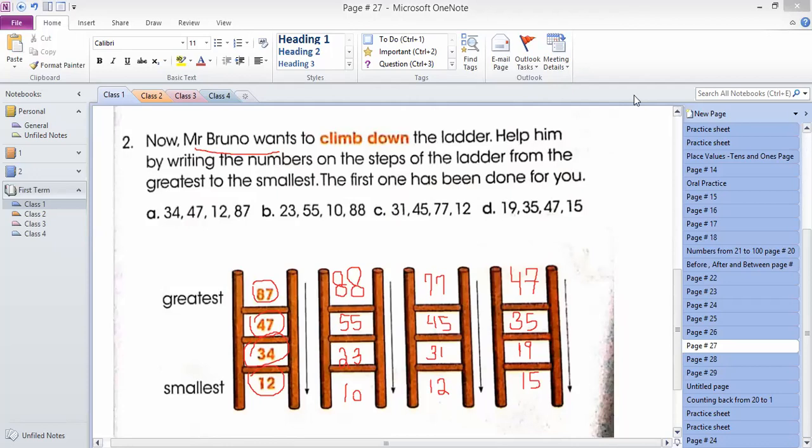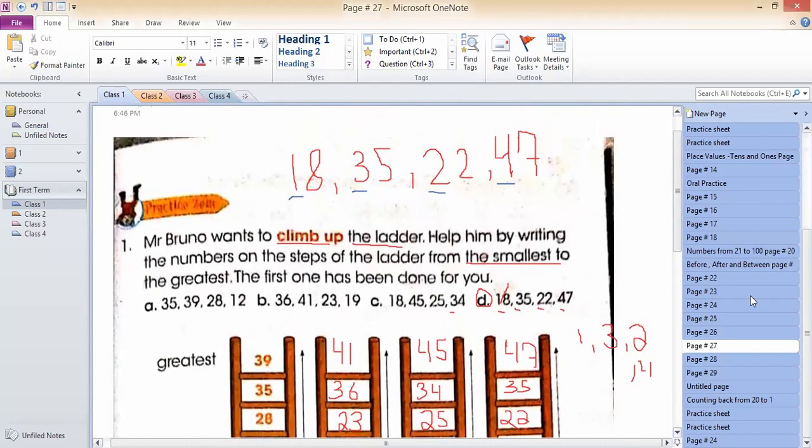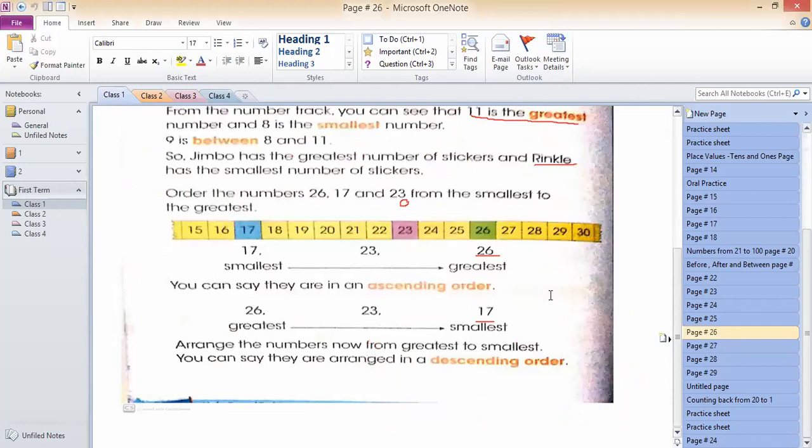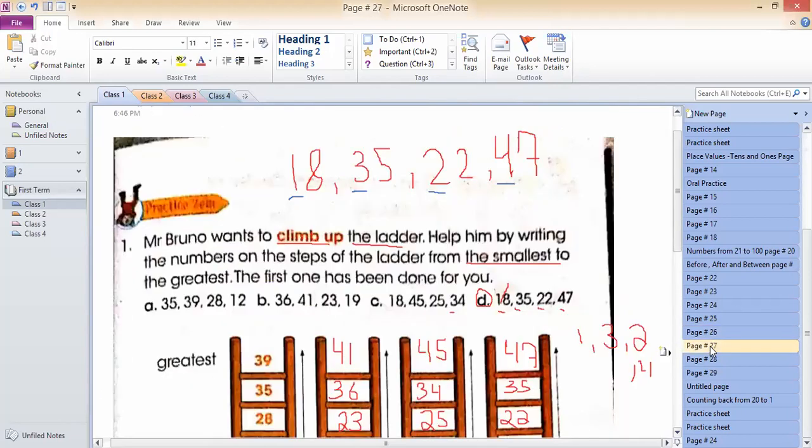24 for grade 1 mathematics. In the last class, we were discussing the topic that is ordering numbers. And you are able to order the numbers, guys. We were completing question number 1 and question number 2 in the last class.